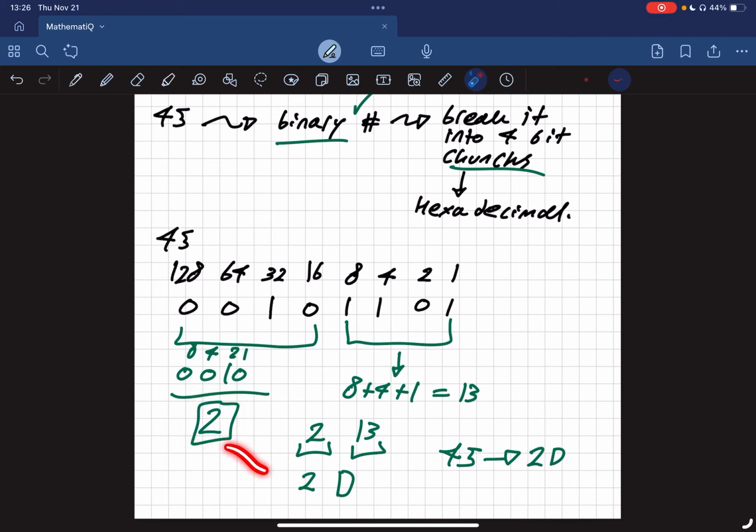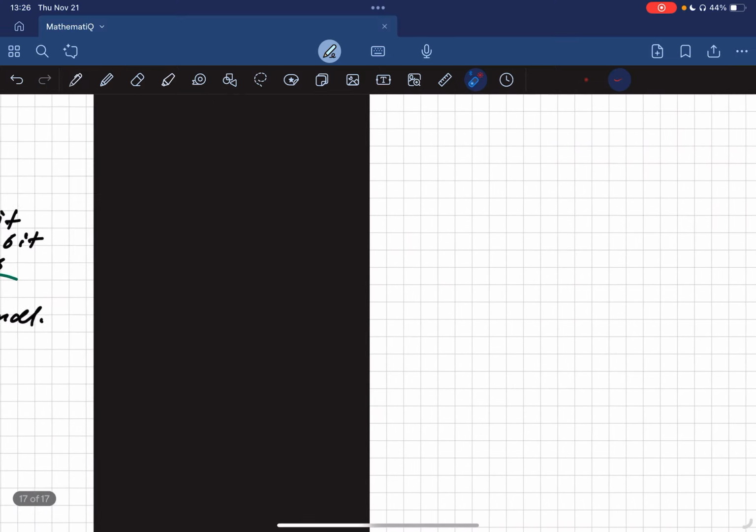So we get the decimal number over here. We get that it's a 2. So 2 in hexadecimal is going to be 2. 13 in hexadecimal is going to be D. So we put them together in the same order that they've come in. So 2 is on the left, 13 is on the right. Then we keep it the same way. So we get 2D. That's it.